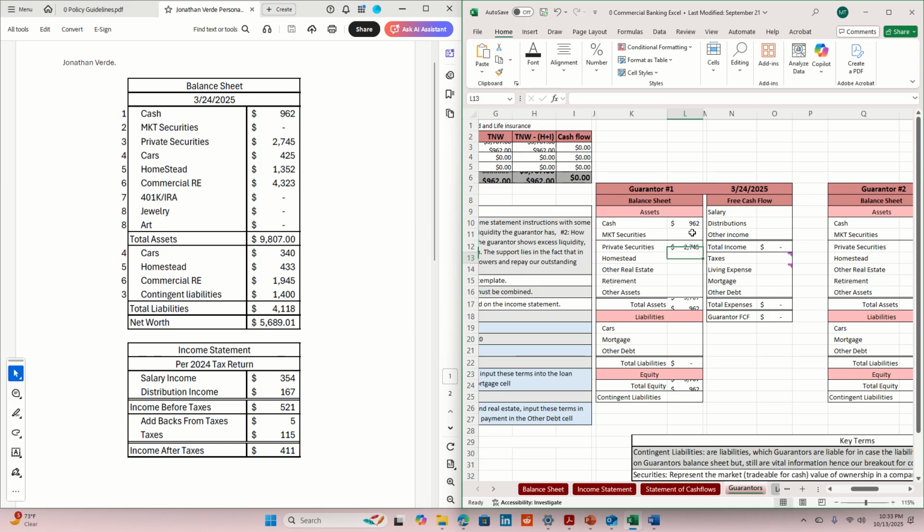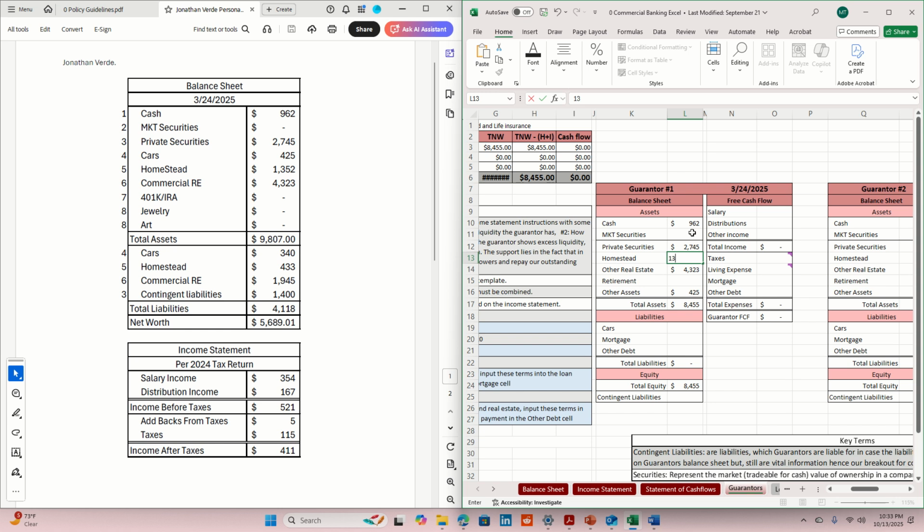No marketable securities, private securities 2745. Cars, we're just gonna put that in other assets. 425. Oh, he's pretty flashy too. That's an expensive car. Commercial real estate, we're gonna put that in other real estate. 4323. And then homestead, we're gonna put that in homestead.